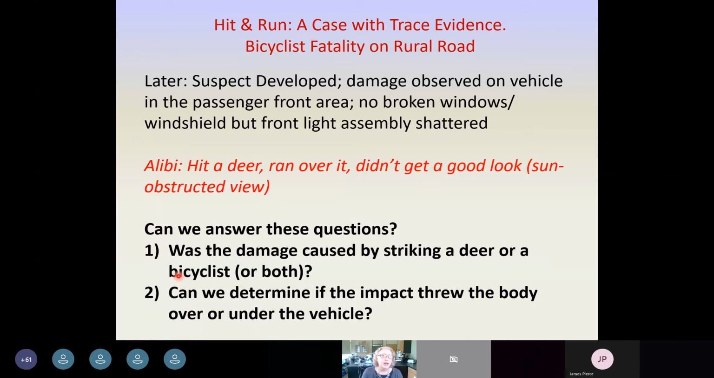When interviewed, the suspect said that he did hit something. He hit a deer. He ran over it, but he didn't get a good look because of the sun shining in his eyes. And so this alibi poses some interesting questions for the laboratory analysis. What we were trying to do was assess the evidence we were given to answer two questions at the onset. One, was the damage on the vehicle caused by striking a deer or a bicyclist, or potentially both? There could have been two separate strikes. And two, can we determine whether the impact through the body, whether it's a bicyclist or a deer, was over or under the vehicle? So we're assessing the physical evidence, and we're also assessing the truthfulness of the alibi.